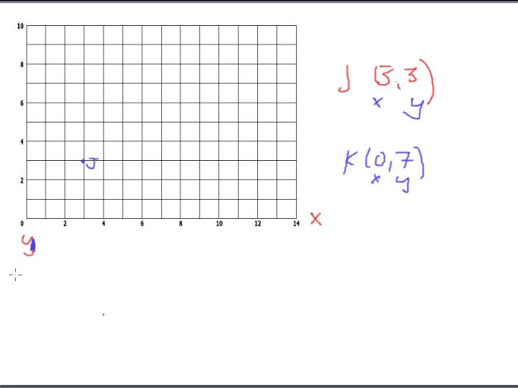So we're going to go to x 0, which is just here. This is where x is 0, and then we go to 7 for the y coordinate. So you go all the way up, and right here is 7, so I'll put a dot here, and that's my K. The next one is L, which is (1, 8). So x coordinate, y coordinate. Over here is the 1, and up here, 8. And there's L.